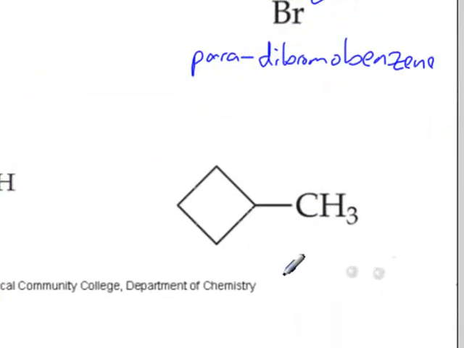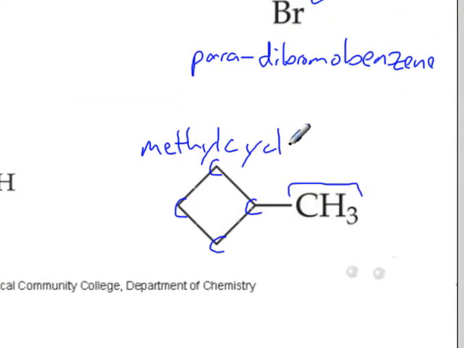Let me do the other cyclic compound next. This is a square, so there are 1, 2, 3, 4 carbons here. That's cyclobutane is the parent name for that guy. And then there's only one substituent group, so methyl. So you would give methylcyclobutane as a name here.